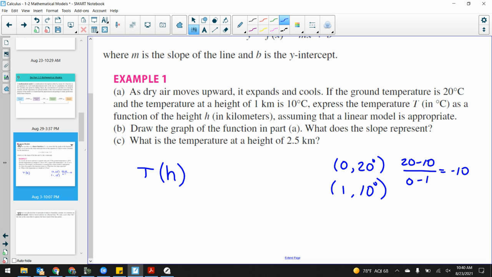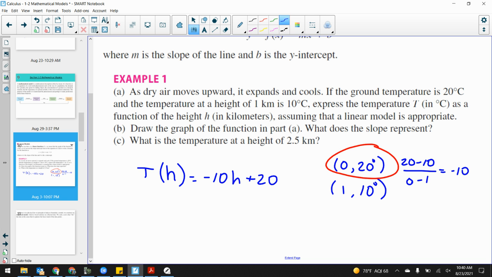What does that mean? That means that for every kilometer that we move up, we are going down 10 degrees. That's our rate of change, right? So my equation can say T of h is equal to negative 10h, but where do we start? Do I need to do that whole process of solving for b? No. I'm given my y-intercept, aren't I? So I can say T of h is equal to negative 10h plus 20. 0 comma is always our y-intercept, so work smarter, not harder. Could we have done that whole process of solving for b? Sure, but we would have resulted in the 20 anyway.